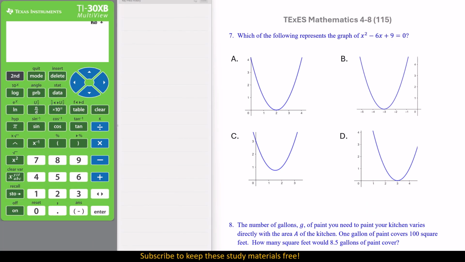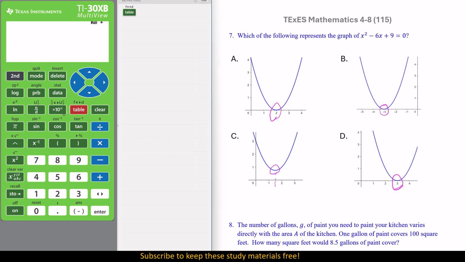Number 7, which of the following represents a graph of x squared minus 6x plus 9 equals 0? Okay, well, what do we do? We pop it in the calculator, in the table, and look for the vertex. If we can't verify a vertex, then it's not the option that we want. For example, here and here and here, that looks like about 1.5, and here. Okay. So that's what we need to look for.